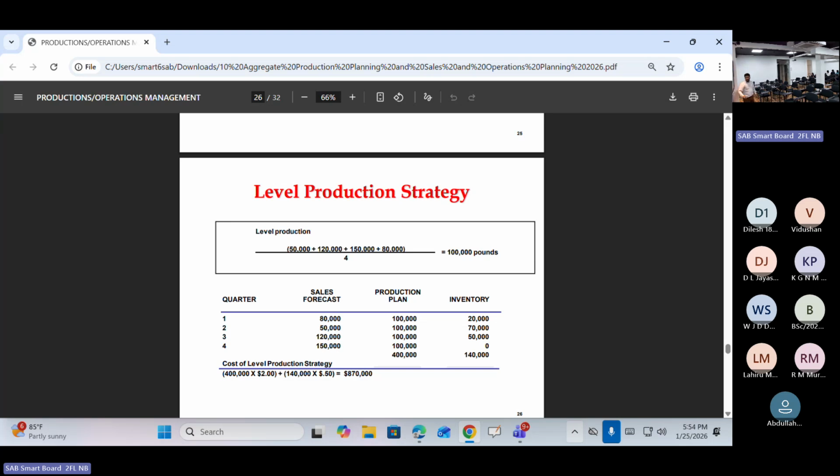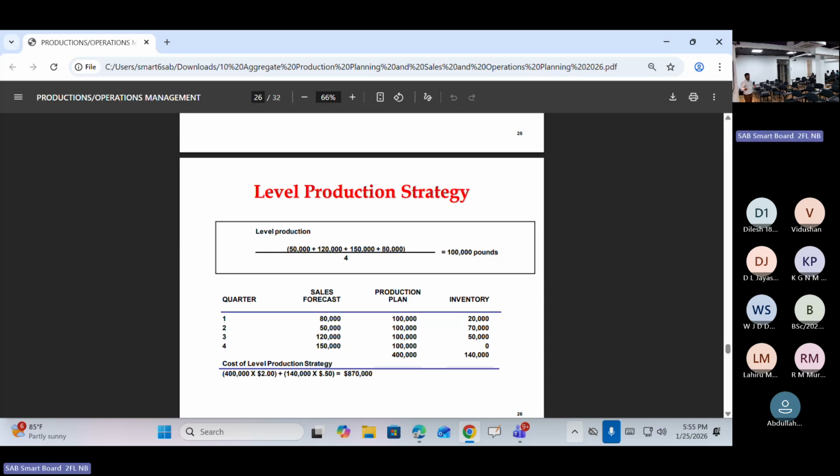Coming to fourth quarter, the demand forecast is 150,000, but the production rate is constant, that is 100,000. So the remaining 50,000 can be supplied through the inventory. So at the end of the period, there will be zero inventory. Is that clear? If they are to maintain level production.